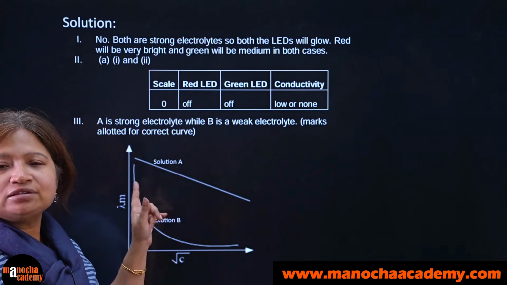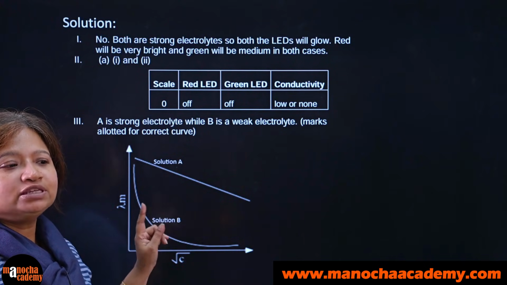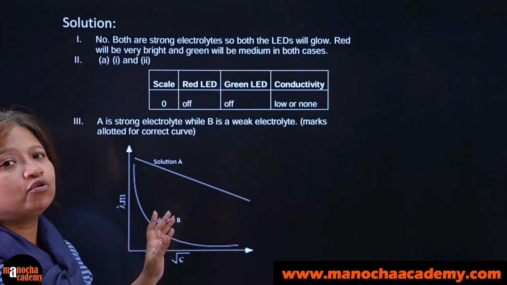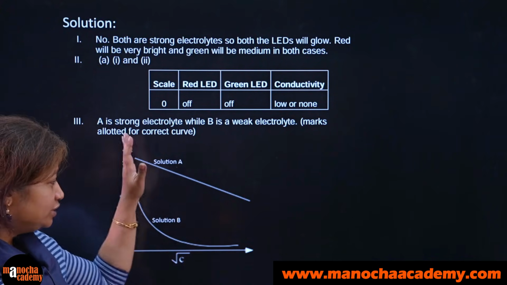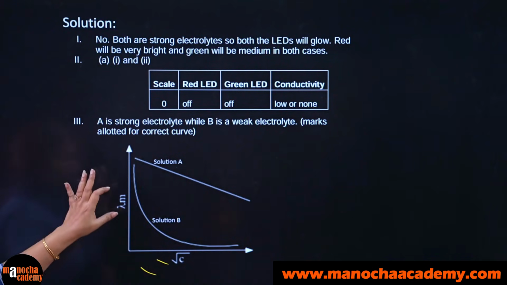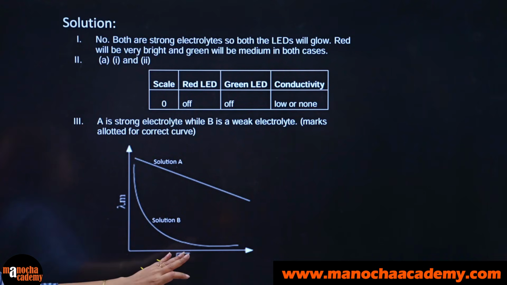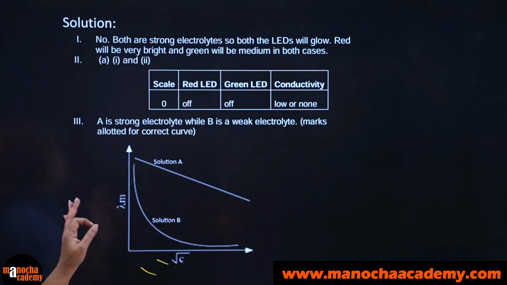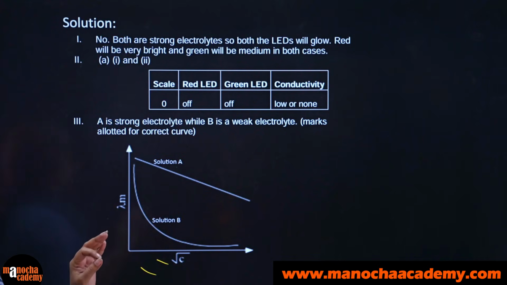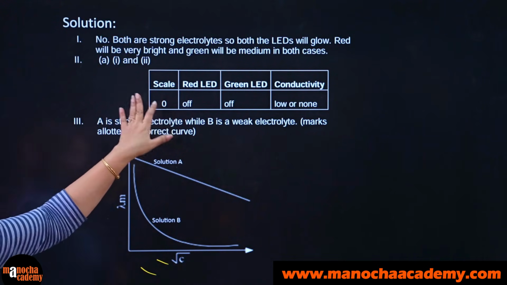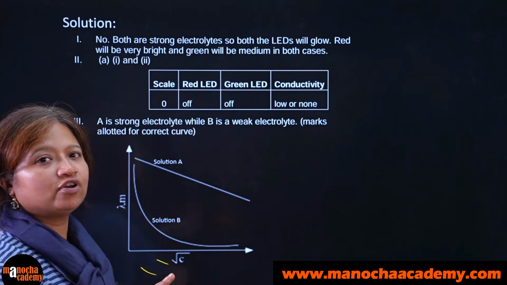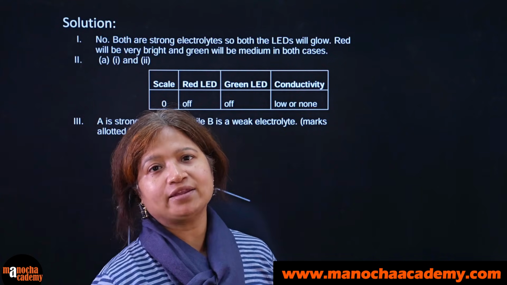So by extrapolation, we can't find the limiting molar conductivity. We have to use Kohlrausch's law to find that. So this diagram, again, we know, is molar conductivity versus root over concentration. This graph we have to draw, which is the concept. It's from the NCERT text. Okay, but the rest of the information should be gathered from the paragraph itself.